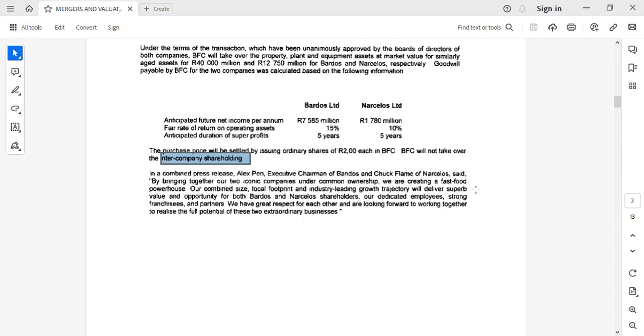In a combined press release, Alex Payne, executive chairman of Bados, and Chuck Flem of Naselos said, by bringing together our two iconic companies under common ownership, we are creating a fast food powerhouse. Our combined size, local footprint, and industry-leading growth trajectory will deliver superb value and opportunity for both Bados and Naselos shareholders, our dedicated employees, strong franchisees, and partners. We have great respect of each other and are looking forward to working together to realize the full potential of these two extraordinary businesses.